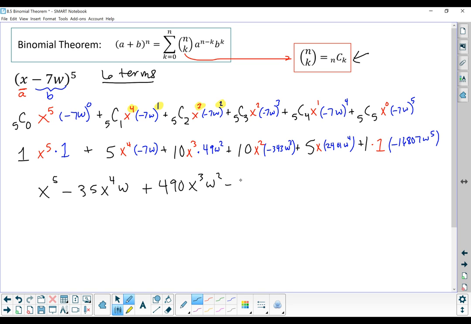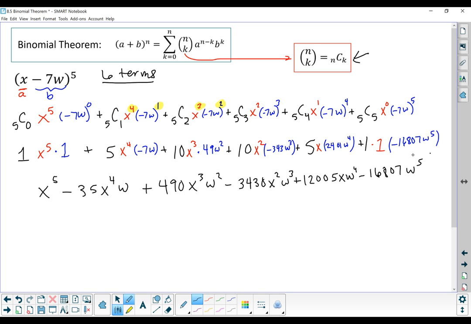Then we have a minus 3,430, so just timesing the coefficient here by 10. The x is squared and the w is to the third power. The next term, if I multiply and simplify that out, it's 12,005x w to the fourth. And then that last term is minus 16,807 w to the fifth.